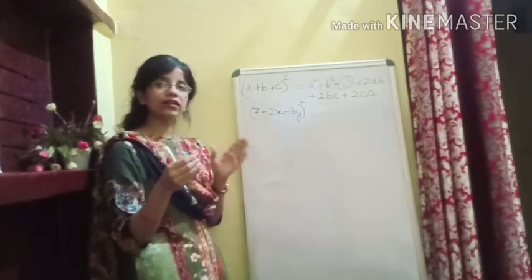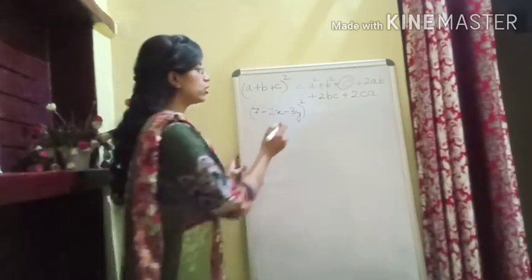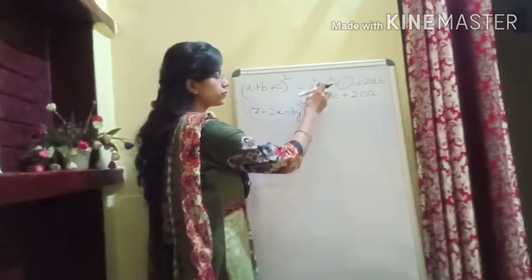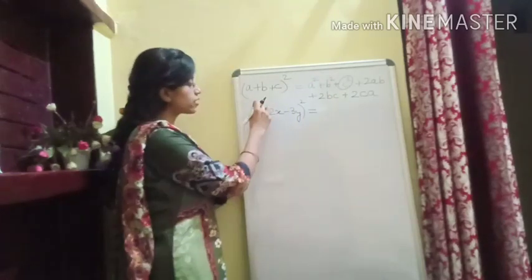I hope you all are clear how we are comparing the values and how we are going to put the values. Now let us put the values here. A square, first term according to the identity should be a square. What is our a?